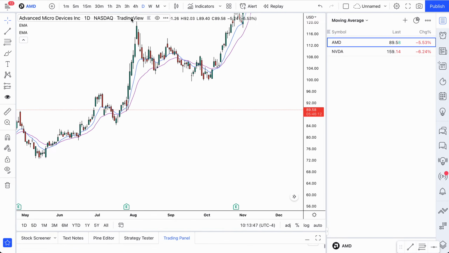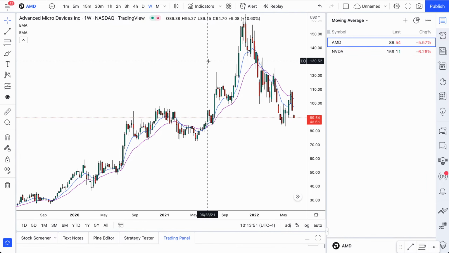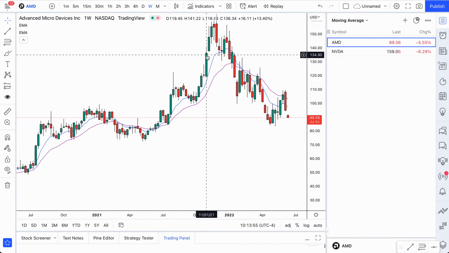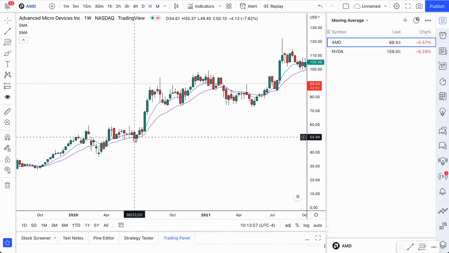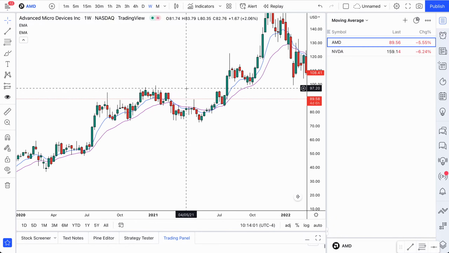You can go back, we can even look on the weekly time frame. Zoom out here, right here, perfect bounce right down to the 9 and 20 EMA, and then higher again right here, right here, right here. There's a lot of different examples I can show you.